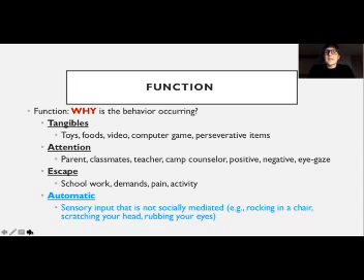The second function of human behavior is attention. So you might be trying to get attention from a parent, a classmate, a teacher, a camp counselor, a school counselor. It could be positive attention. It can be negative attention. It can even just be eye gaze, like eye contact. So it doesn't matter if it's positive or negative.